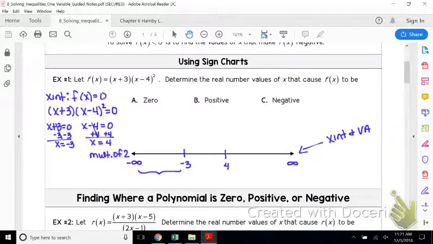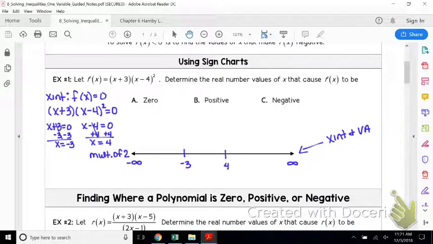And so we know that if we're between negative infinity and negative 3, either all of my y values are going to be positive or negative. The same thing between negative 3 and 4, and the same thing between 4 and infinity. So, we need to find out what is happening.